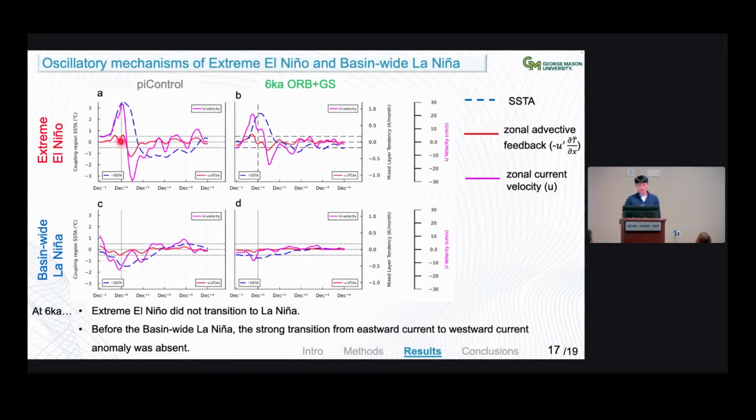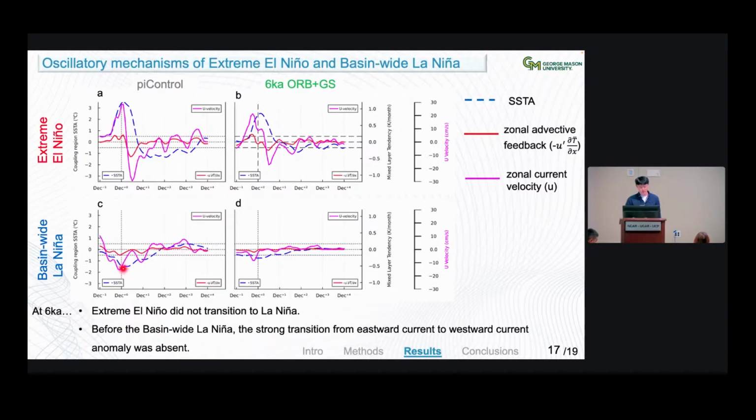So from panels A and B, we can see that during PI control, extreme El Nino transitions to La Nina in the following winter, while during 6K, that transitions to just neutral. Therefore, the first bullet point: we cannot see the transition from extreme El Nino to La Nina during 6Ka, which should indicate weakening of heat content and zonal current after extreme El Nino or before baseline La Nina.